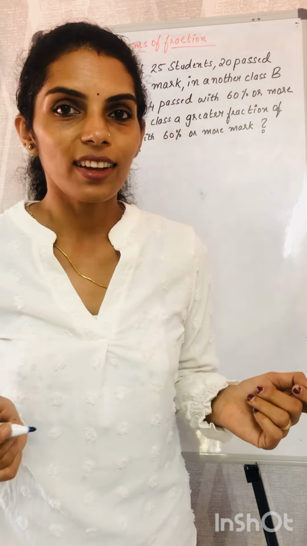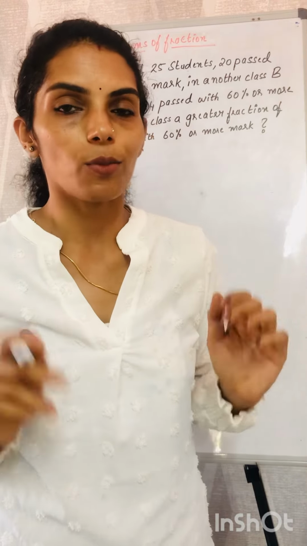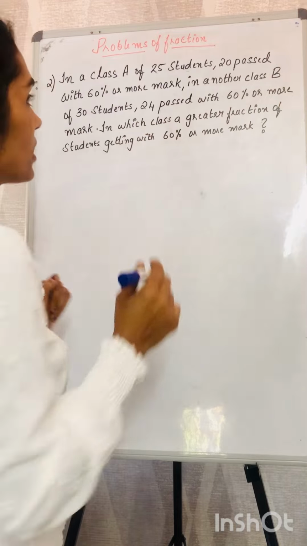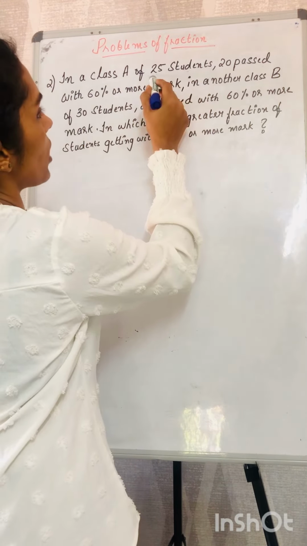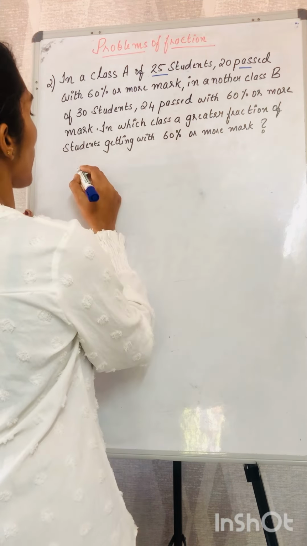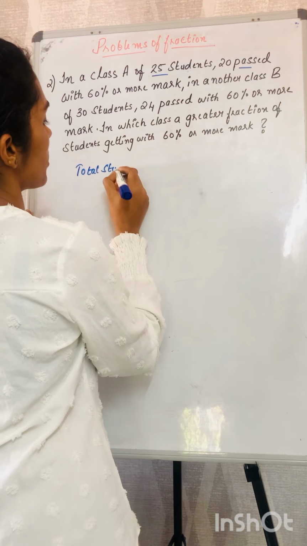Did you get something? So, what was the first point we have to do when we get a problem? Yes, you have to note down the steps. Come, let's note it down. What was in the first sentence? That is 25 students and 20 passed, right? So, class A total students.